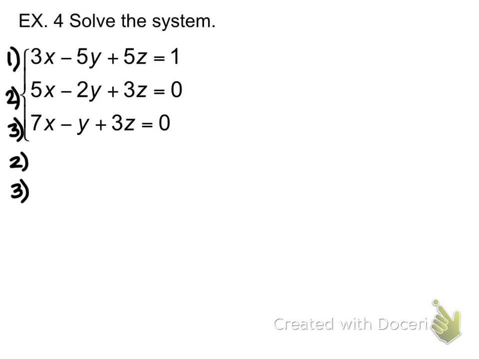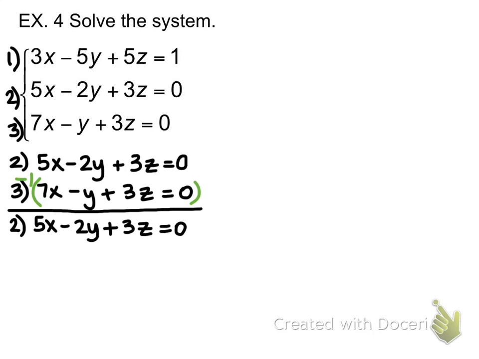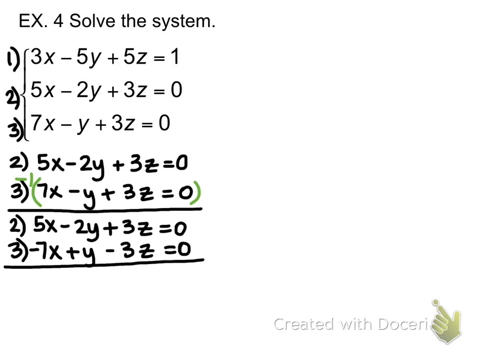You just make a decision, decide what variable you want to cancel, and go with it. I'm going to start by looking at equations 2 and 3, rewriting those, and determining what variable I want to cancel. I'm going to get the z's to cancel, and in order to do that, I'm going to multiply one of the equations by -1. I'll do equation 3. So equation 2 stays the same. Equation 3 is going to be -7x plus y minus 3z equals 0. When I add these two equations, this is going to be a new equation 4. This gives me -2x minus y, z's cancel, equals 0.